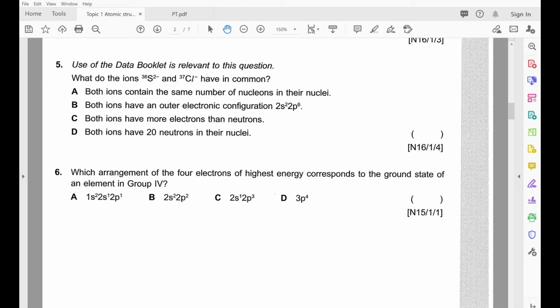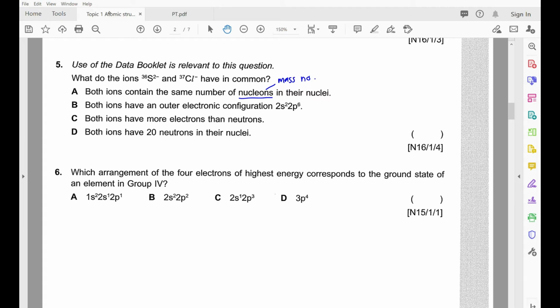Question 5. What do the ions of sulfide and chloride have in common? Both ions contain the same number of nucleons. Nucleon is the mass number. So they don't, because sulfide has a mass number of 36 and chloride 37.